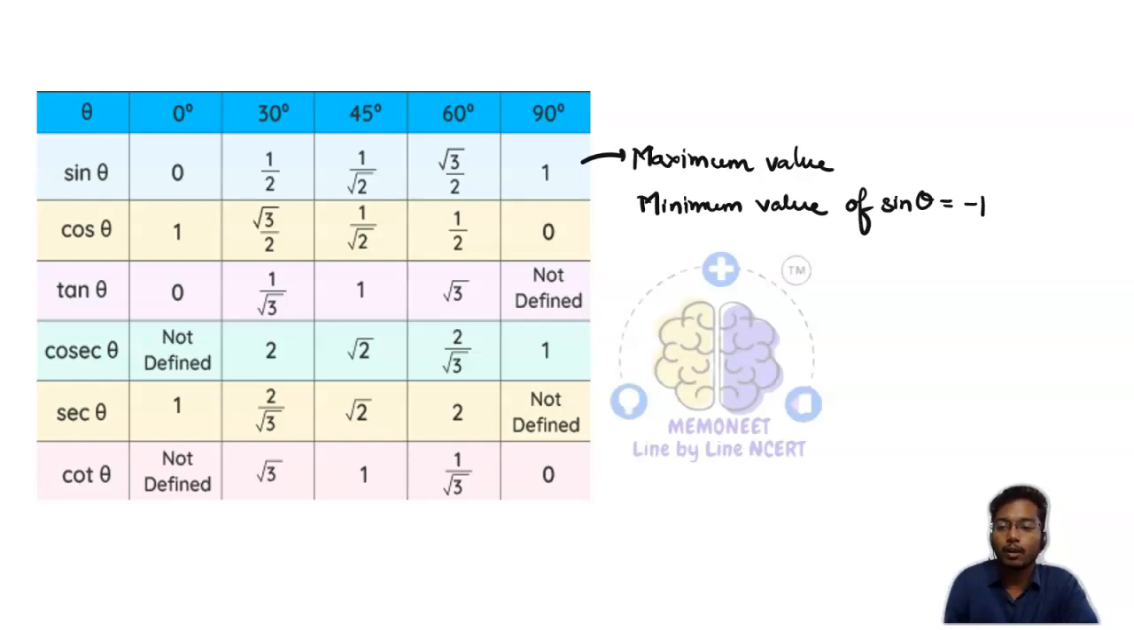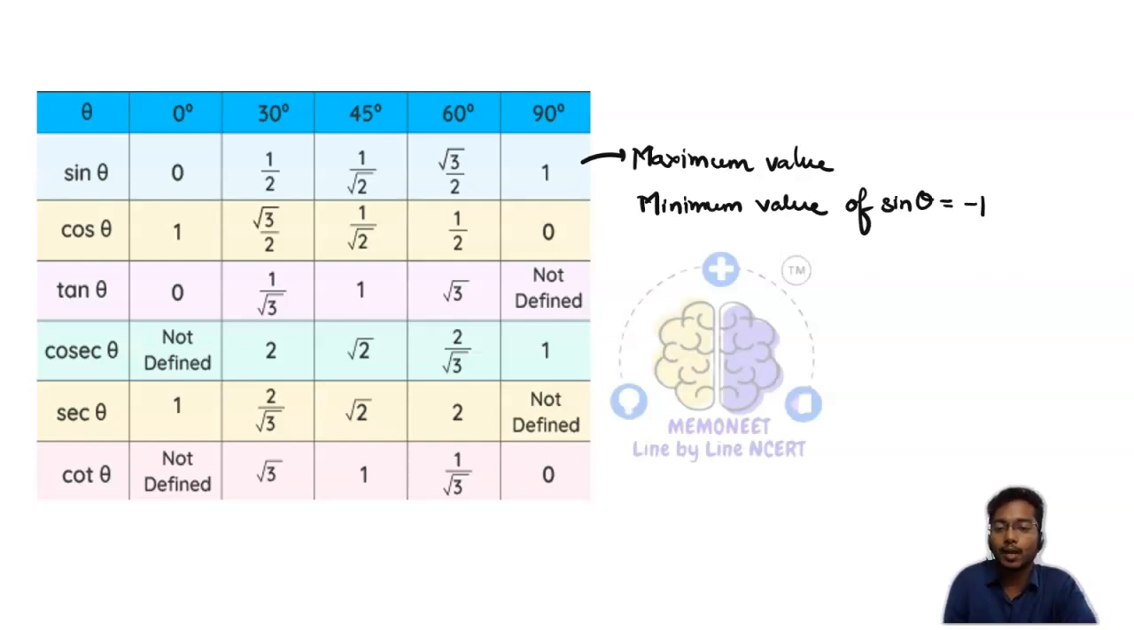Okay. Likewise, the cos 0 is equals to 1 and cos 30 is under root 3 by 2. Then cos 45 is 1 upon root 2. Cos 60 is 1 by 2 and cos 90 is 0. It is just opposite of sine. Here in the sine we are going in increasing way, and in the cos we are going in decreasing way.